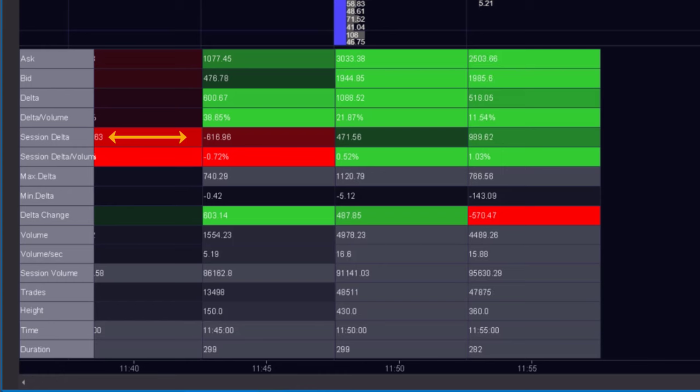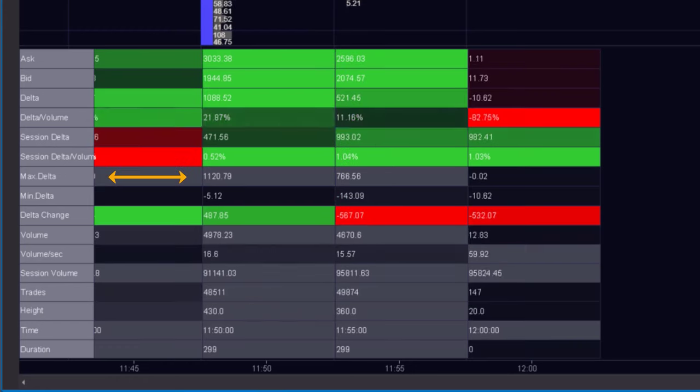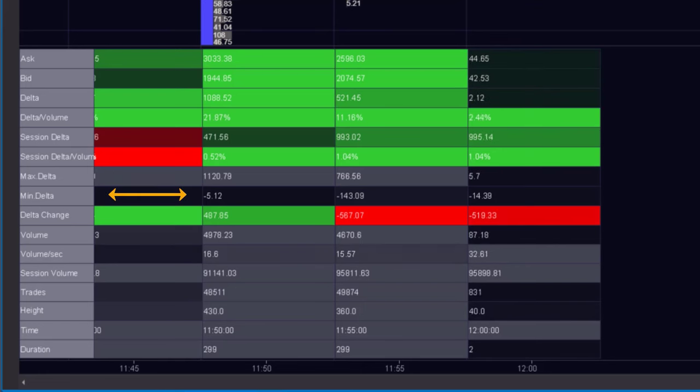Session delta. This is the difference between asks and bids calculated from the start of the trading session up to the close of the specific bar. Session delta divided by volume. This is the percentage of session delta in relation to the volume. Max delta. This is the maximum ask imbalance recorded during the formation of the bar. Min delta. This is the maximum bid imbalance recorded during the formation of the bar.